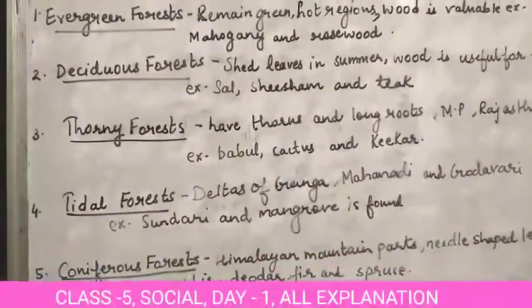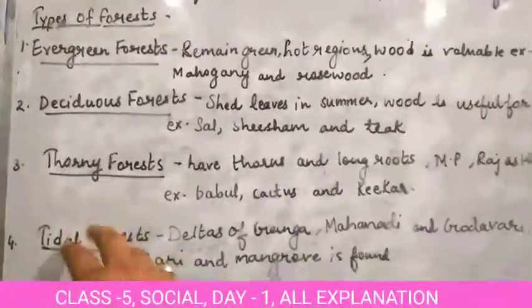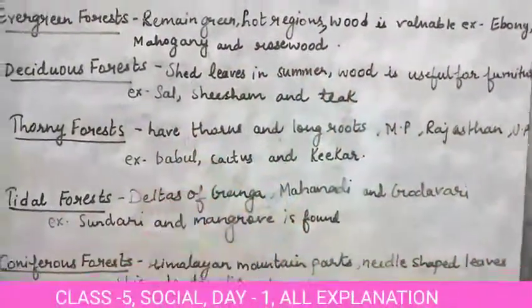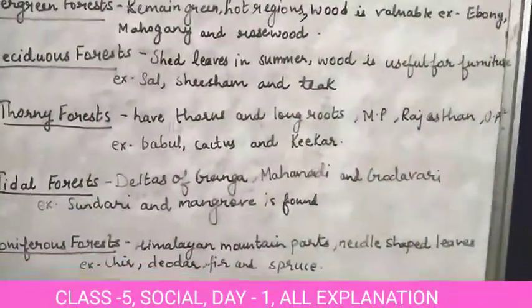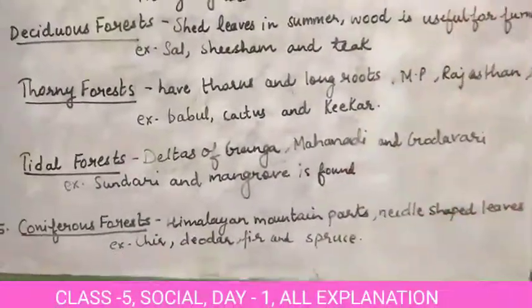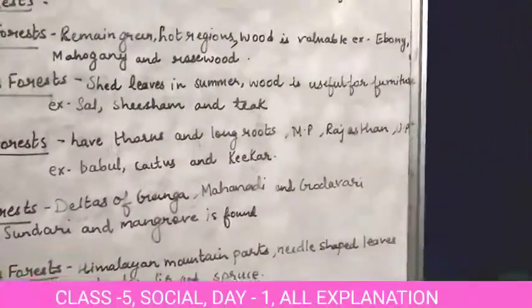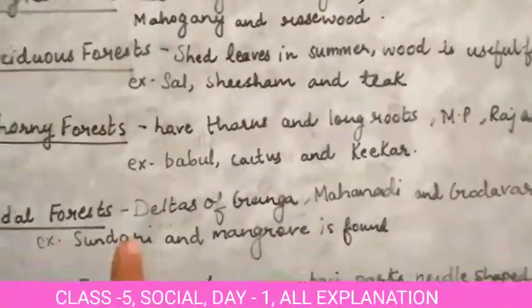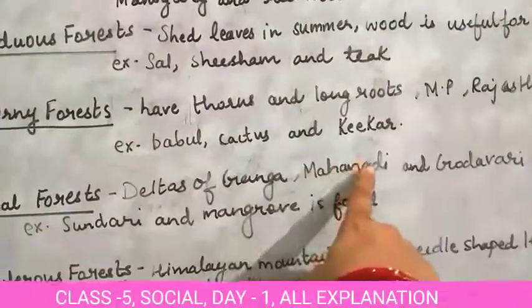Okay, students. Then the thorny forest. In this forest you will see thorns, in Hindi, kaante. It looks like thorns and has long roots. It looks like a thorn, but it goes deep inside the sand and has very long roots. It is found mainly in Madhya Pradesh, Rajasthan, Uttar Pradesh, etc. The main trees found here are babool, cactus and kikar.